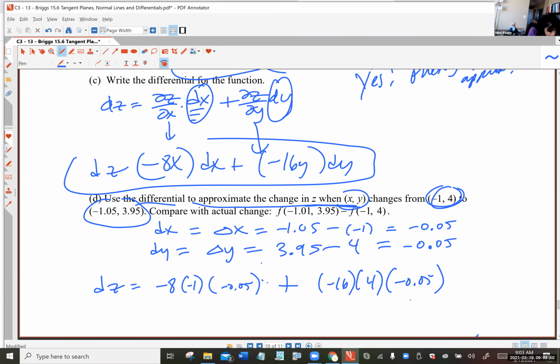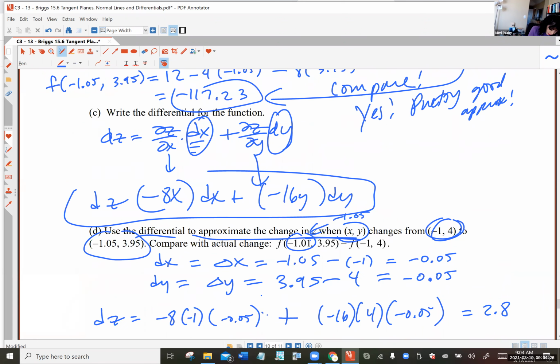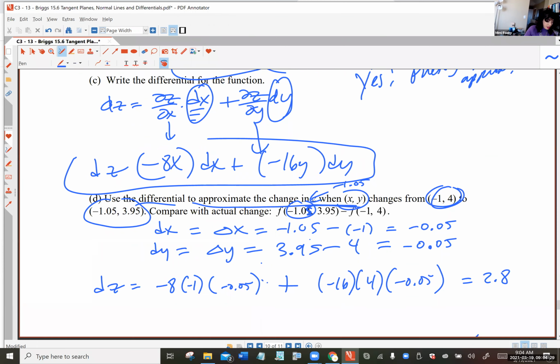And this is what I ended up getting. I got 2.8. That's the change in altitude. It looks like I have a little bit of a typo here. This should be -1.05. Let me just see if I had a typo somewhere else. I'm looking at my notes here. Yeah, that was 1.05 like we did before. So sorry, this should be a 1.05 right there to match the other one.